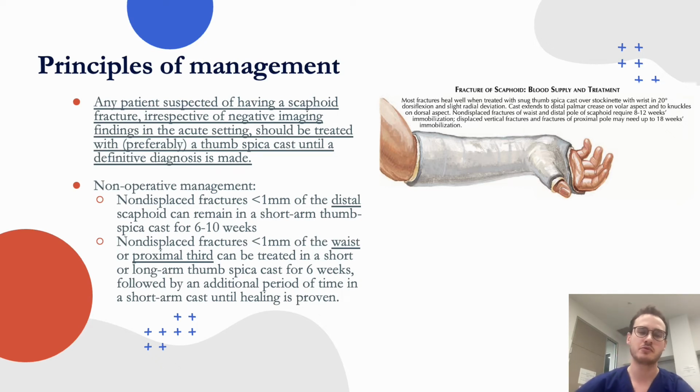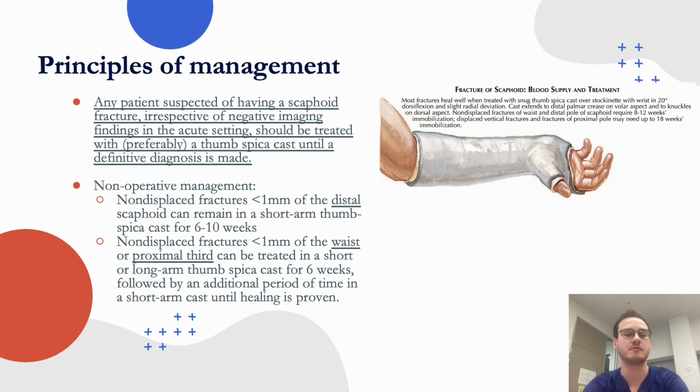So some important principles of management include consideration of any patient who is suspected of having a scaphoid fracture. If they have negative imaging findings in the acute setting, they should be treated as having a scaphoid fracture. So preferably they're put into a thumb spica cast, as shown here, until a definitive diagnosis is made. So that includes having repeat imaging at 7 to 10 days.